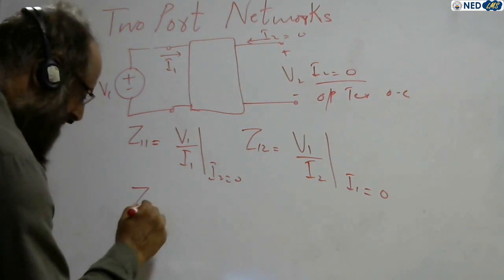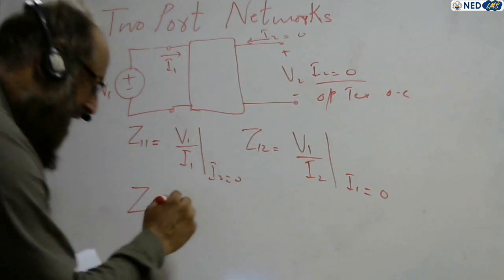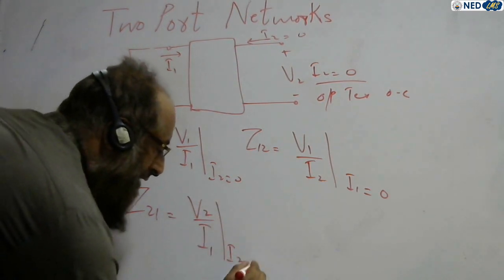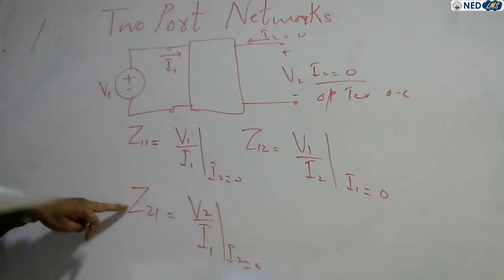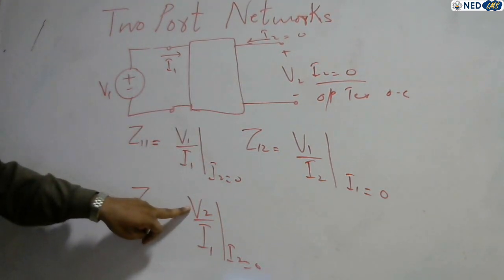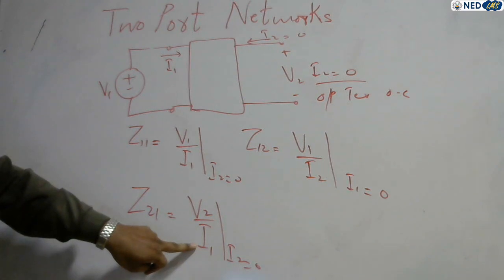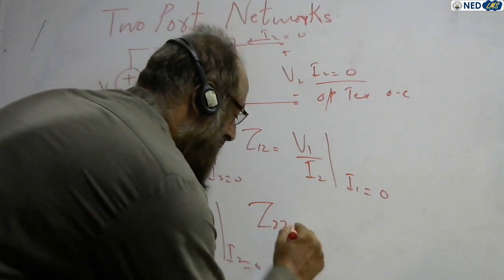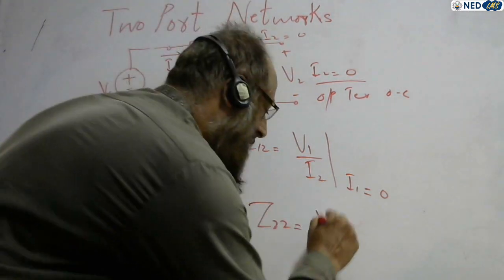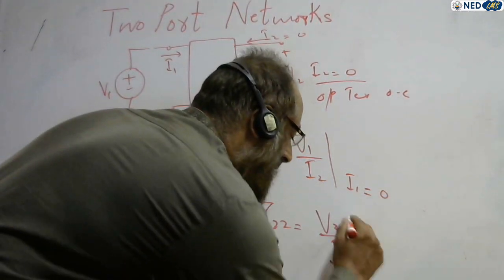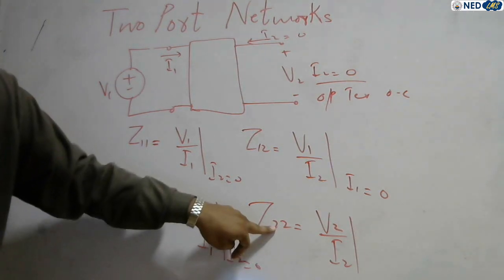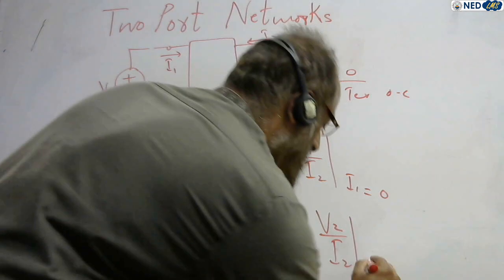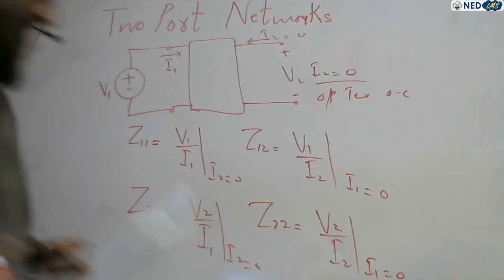What is Z21? Z21 equals V2 over I1, again with I2 equal to 0. This is a ratio of the secondary voltage, the port 2 voltage, over the port 1 current. Z22 equals V2 over I2, because it is purely the second port, Z22. So in this condition, I1 equals 0.